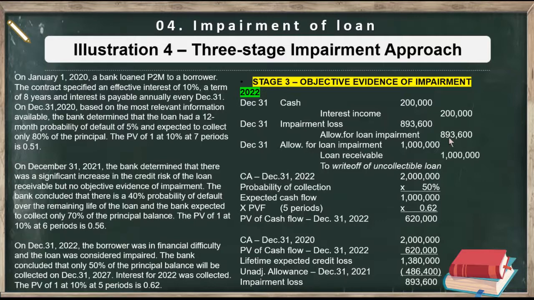So how much is it now? 486,400 plus 893,600. So, 1,380,000. That is the allowance for loan impairment. But we have another entry debiting allowance for loan impairment for the uncollectible, this write off of the uncollectible loan. So, we deduct that 1 million. So, the balance for the allowance for loan impairment would be 380,000. So, that is the remaining balance for the allowance for loan impairment.